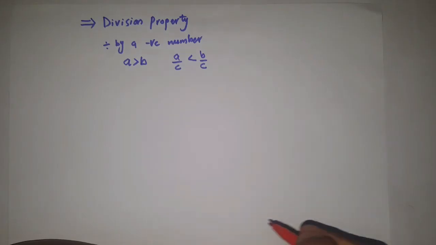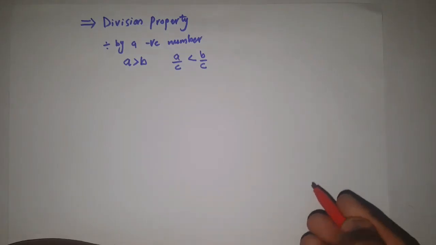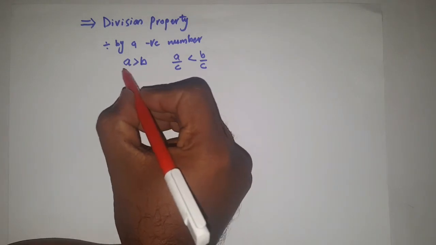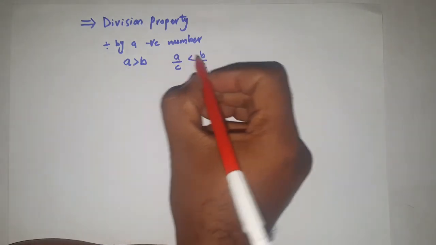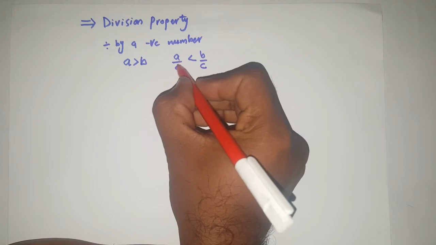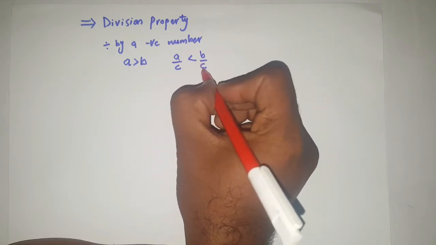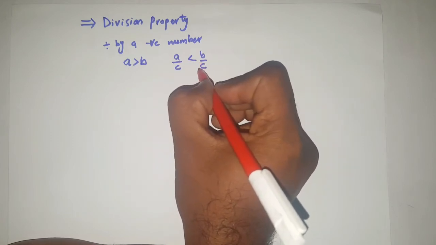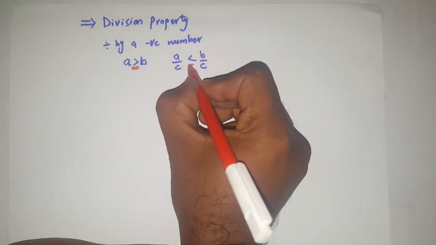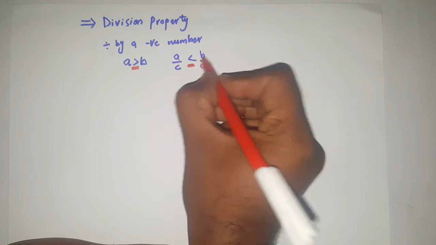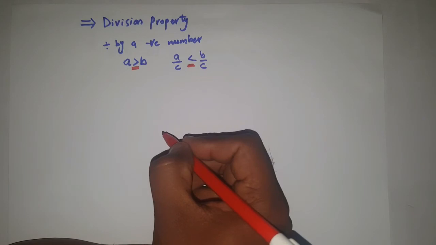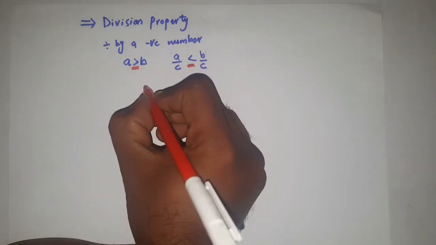Let's see what will happen if we divide by a negative number. A is greater than B, and if we divide on both sides by a negative number, then the statement will be reversed. It will become A divided by C is less than B divided by C. Here you can see here is greater, but here is the lesser than inequality. So inequality is reversed. Let's take the help of an example.